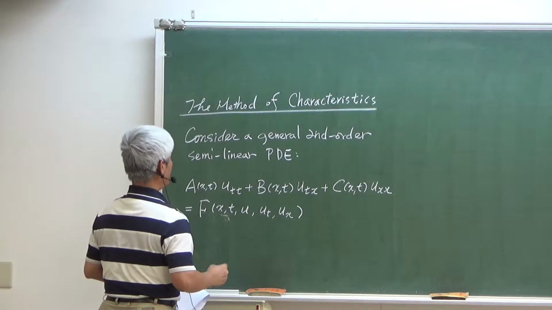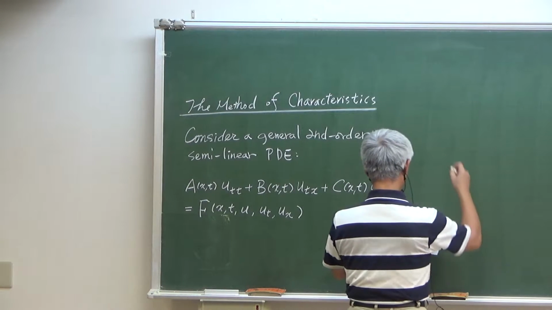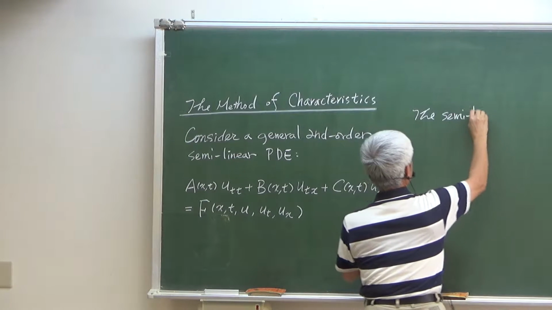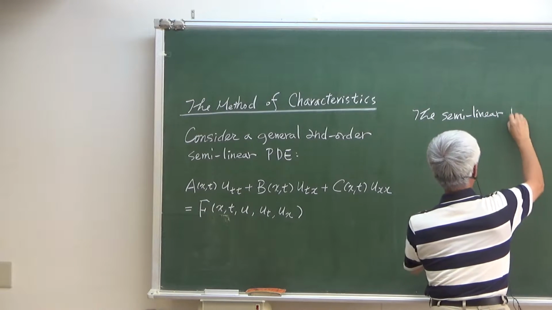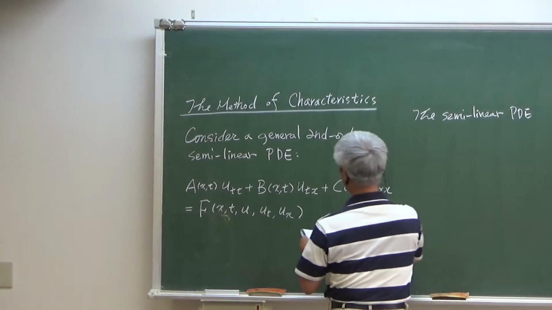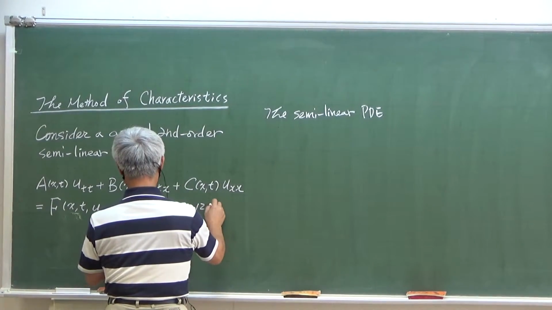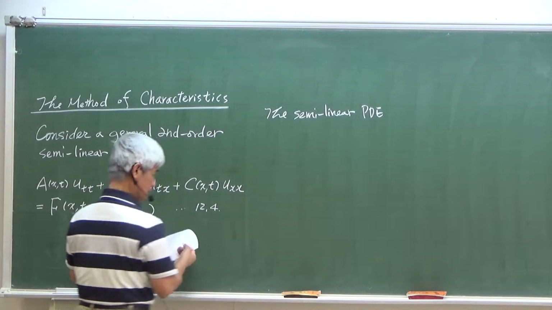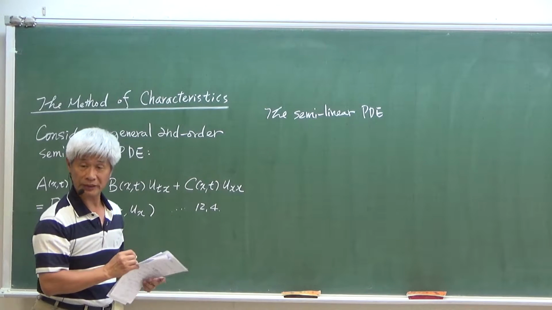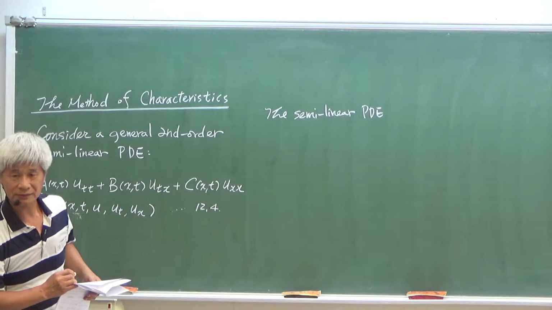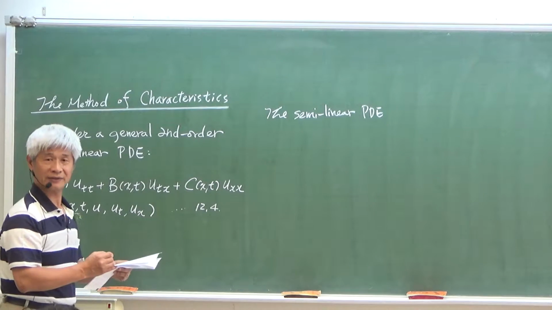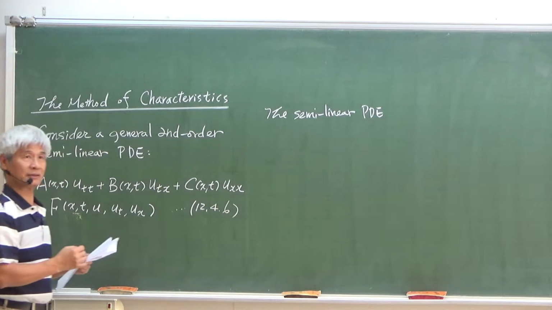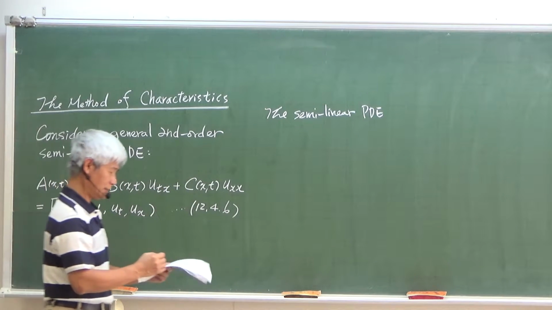Now, the semi-linear PDE, so it's called 12.4. I forgot how many equations we have already up to now. How many? 5. So this could be 6, right? If I'm wrong, yeah, thank you. Okay, so this is the 6th one.